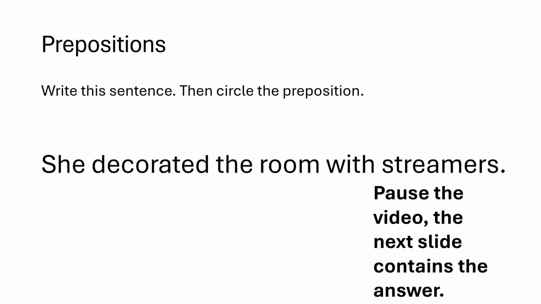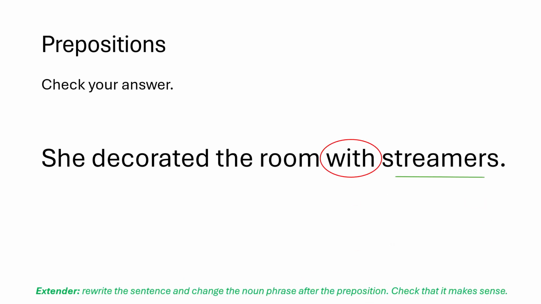Write this sentence, then circle the preposition. She decorated the room with streamers. Pause the video. The next slide contains the answer. Check your answer. She decorated the room with streamers. The preposition is with.